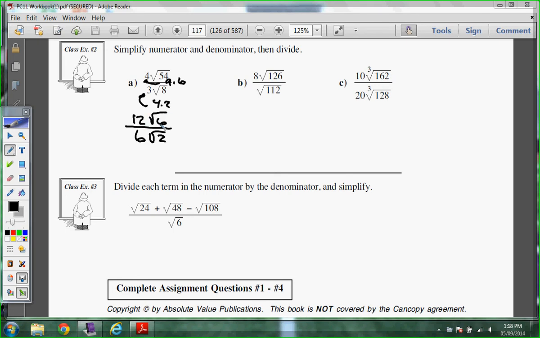Now we can do what we were just doing in the last section. 8 doesn't go into 54, so you might have thought, well, I can't do it. But you can, because you can break it down and then do it. So 12 divided by 6 is 2. Root 6 over root 2 is root 3. Where do we end up?